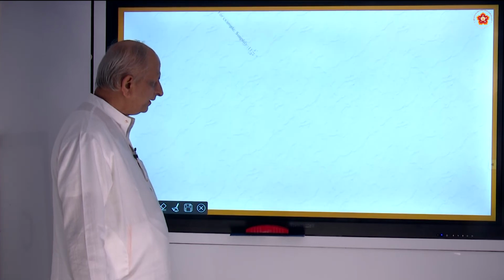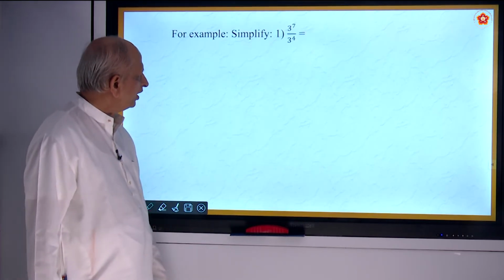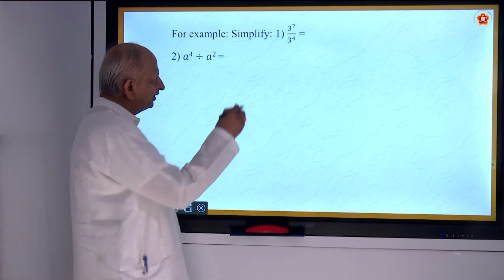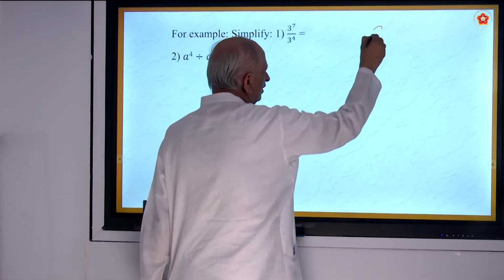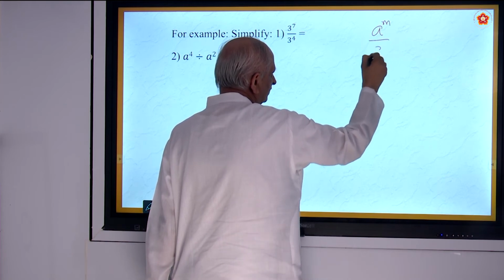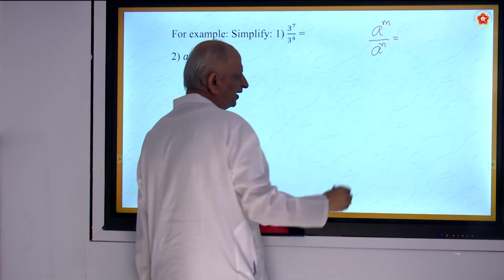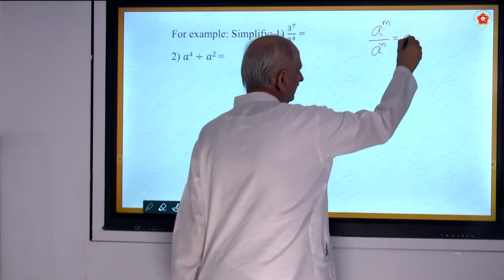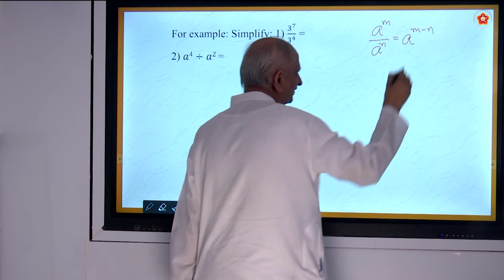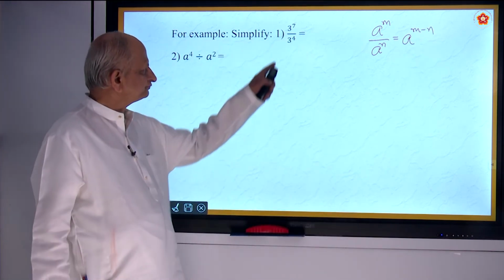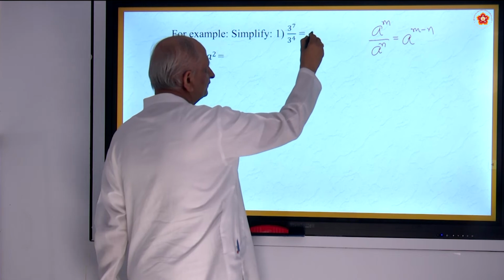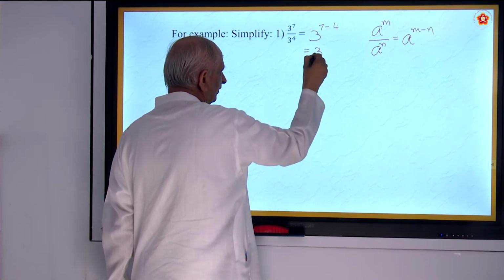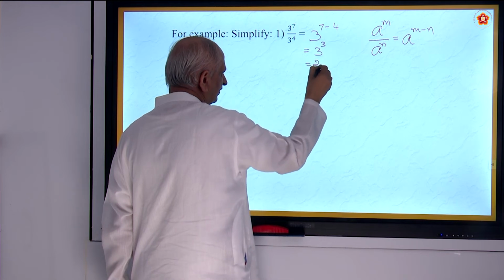Now we will work out some problems on this using that class. Simplify 3 to the power of 7 by 3 to the power of 4. What is the law? Then and there write the law. a to the power of m by a to the power of n. Come on. What do you write? a to the power of? Yes. m minus n. What is a here? a is 3. m is 7 minus 4. 3 to the power of 3, that is 27.